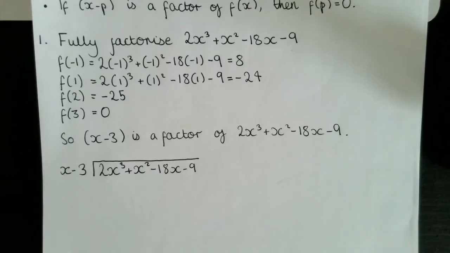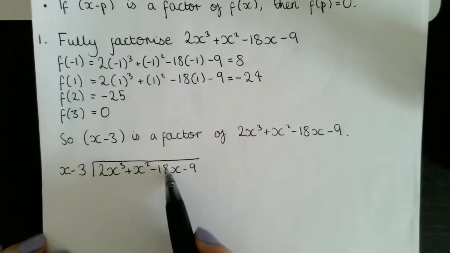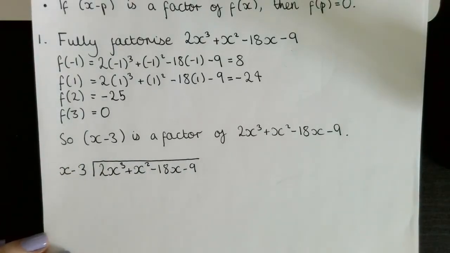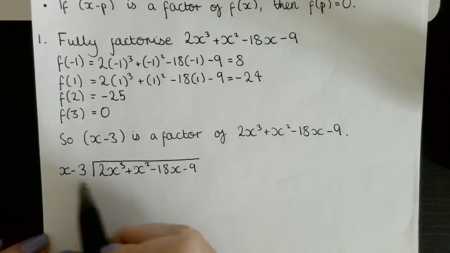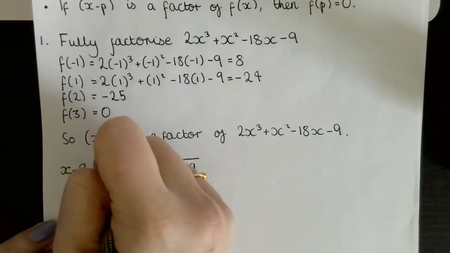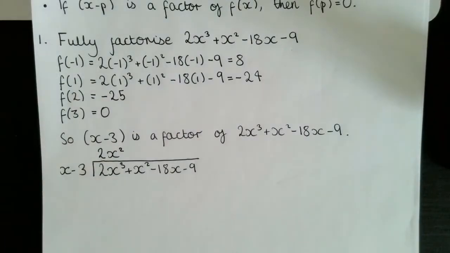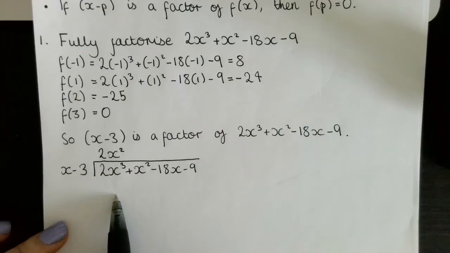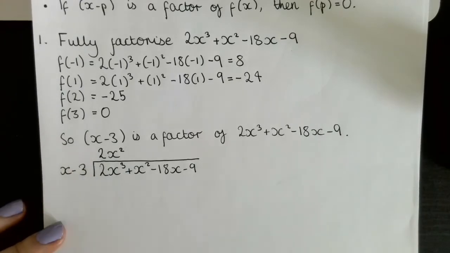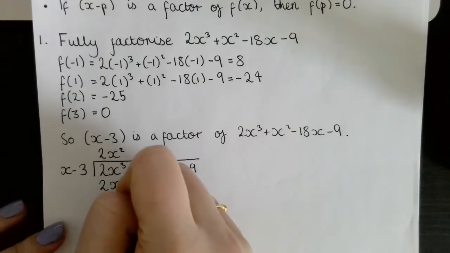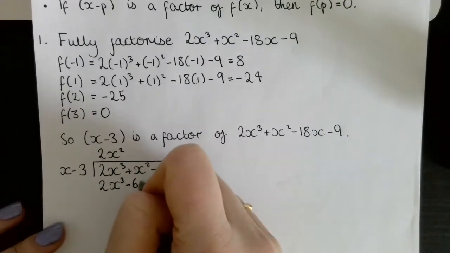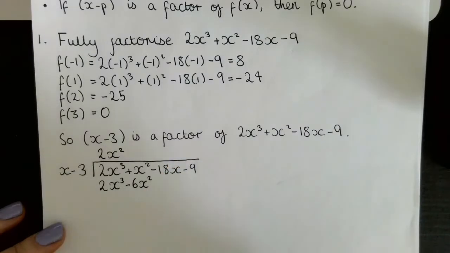So, to divide this by x minus 3, we're going to start off term by term dividing it by x. So 2x to the power of 3 divided by x, that is 2x squared. I'm then going to multiply this by x minus 3 and write it underneath. 2x squared multiplied by x is 2x to the power of 3. 2x squared multiplied by negative 3 is negative 6x squared.